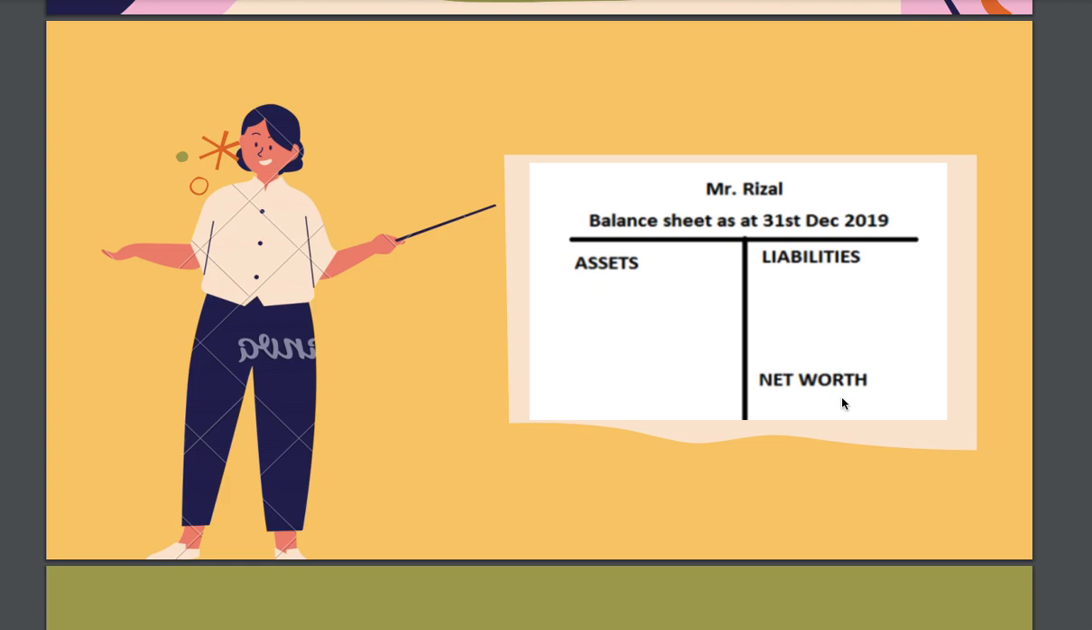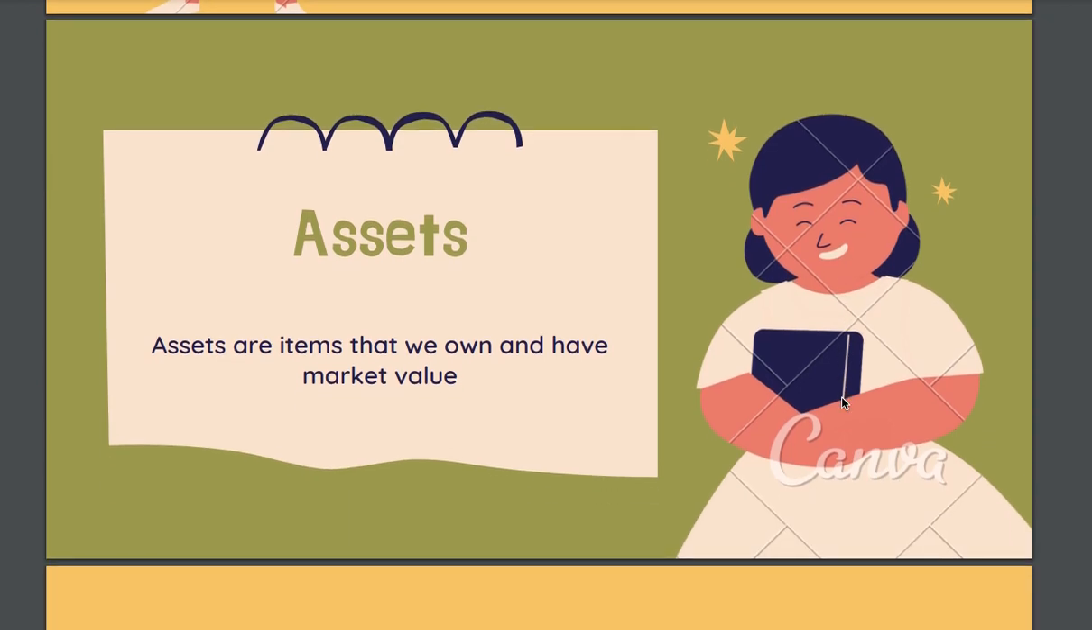Next, assets. What are the assets? Assets are items that we own and have market value. So an asset must have market value, such as a house, your handphone, and your car, etc. And the value that we record in the balance sheet is the current market value. It's not the purchase value.